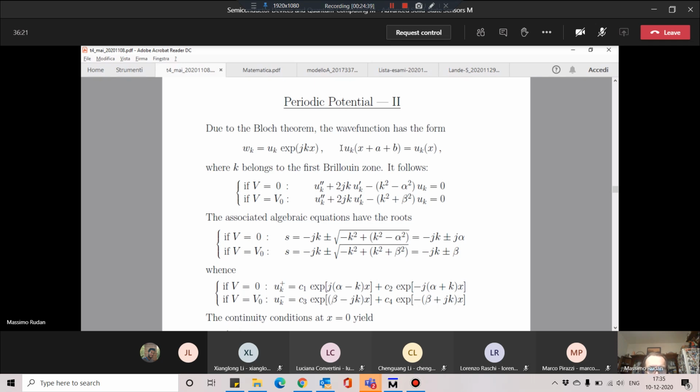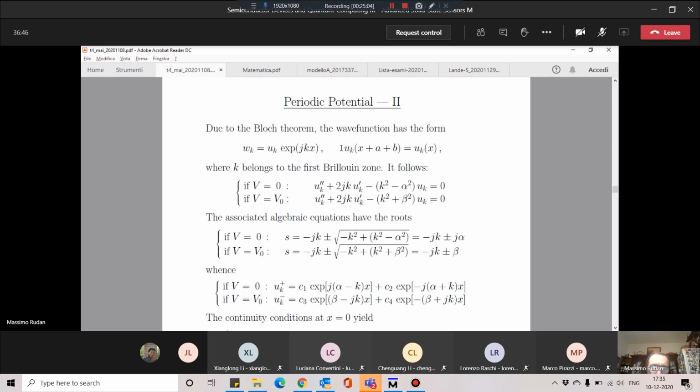This theorem that states that the solution of the Schrödinger equation in the periodic potential energy is equal to the product of the exponential of jkx times a periodic function is called the Bloch theorem. You can see the name in the first line of the page, the Bloch theorem.